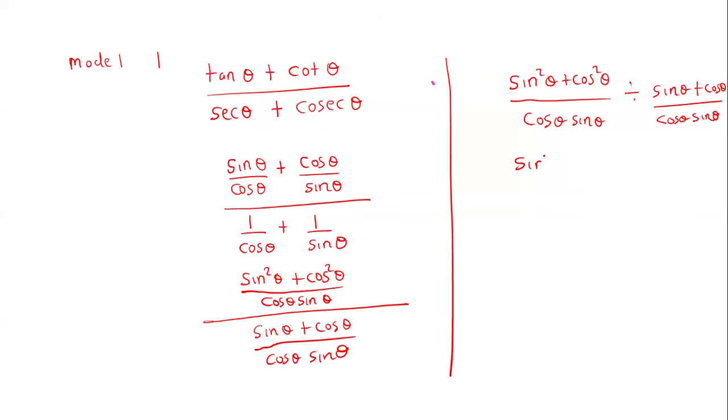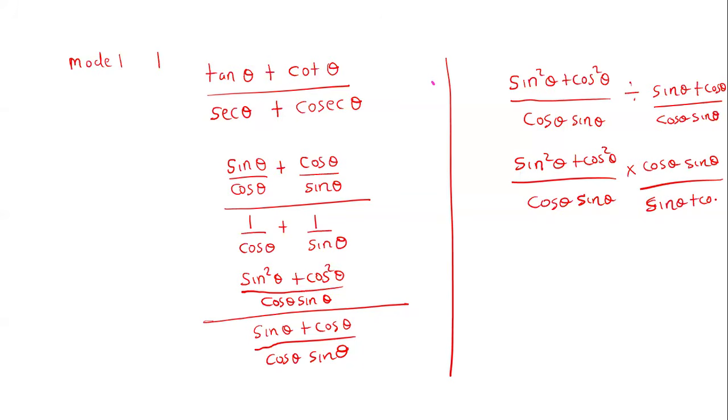So this will give us sine squared theta plus cos squared theta over cos theta sine theta, then times cos theta sine theta out of sine theta plus cos theta. This and this will cancel. You know that sine squared theta plus cos squared theta is 1. So I remain with 1 times 1 out of sine theta plus cos theta.